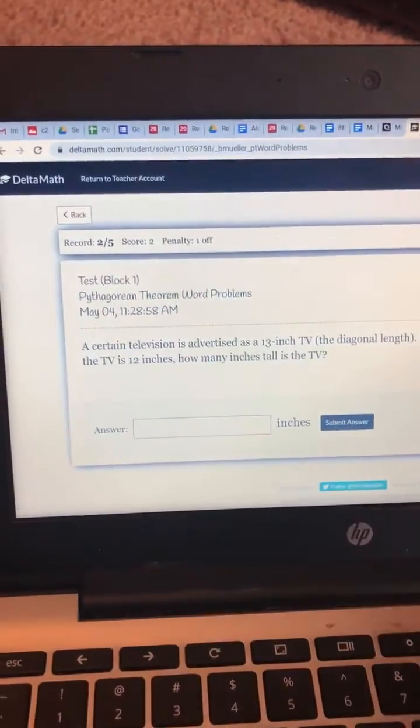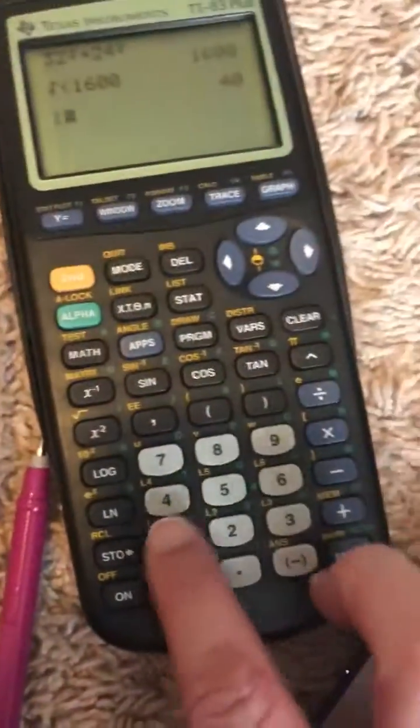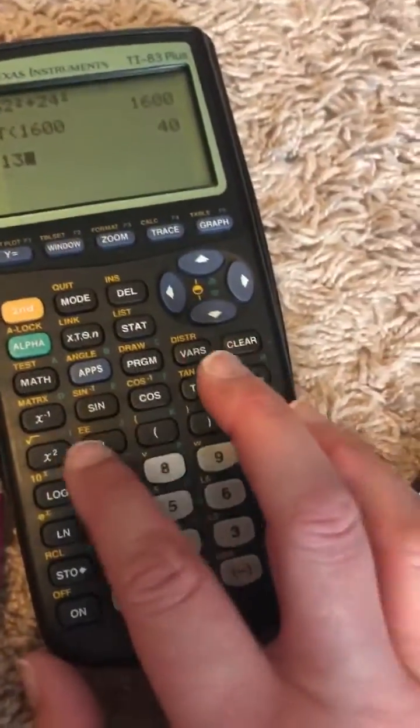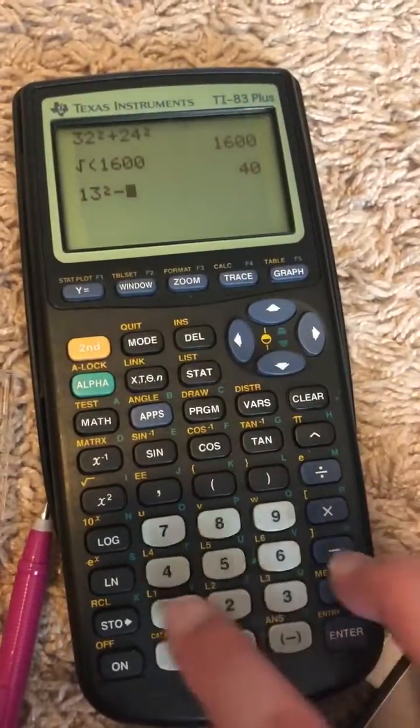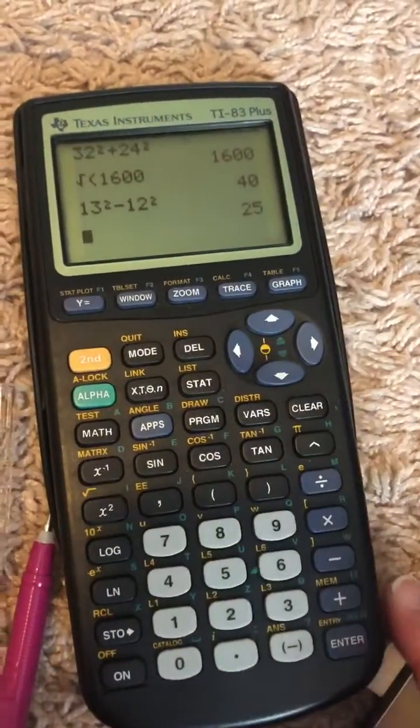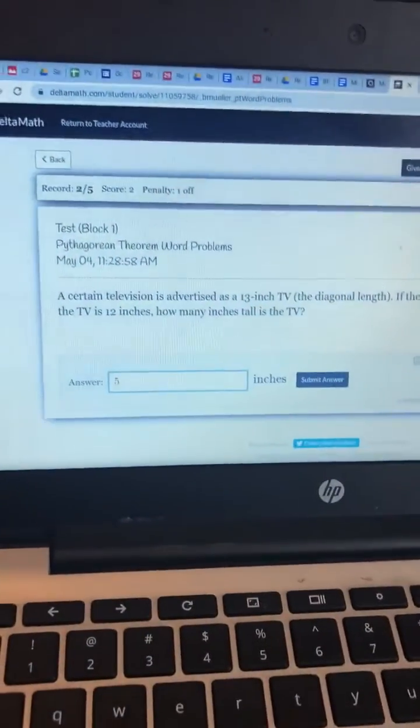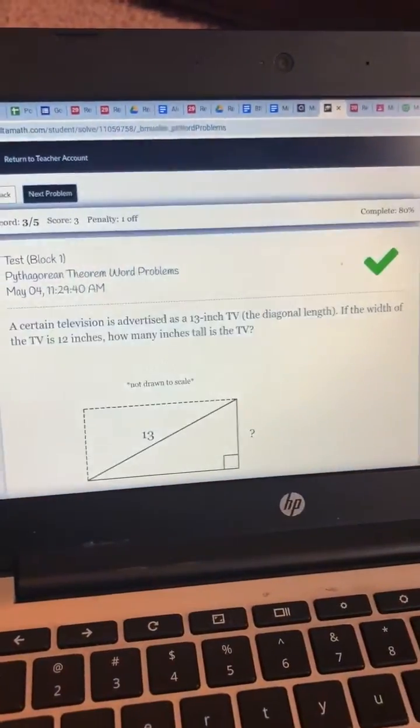So I've got my hypotenuse 13 and a side that's 12. And I definitely want to square those and subtract. So my hypotenuse squared minus my leg squared, and that's 25. And we know that the square root of 25 is 5. So that would be how tall it is.